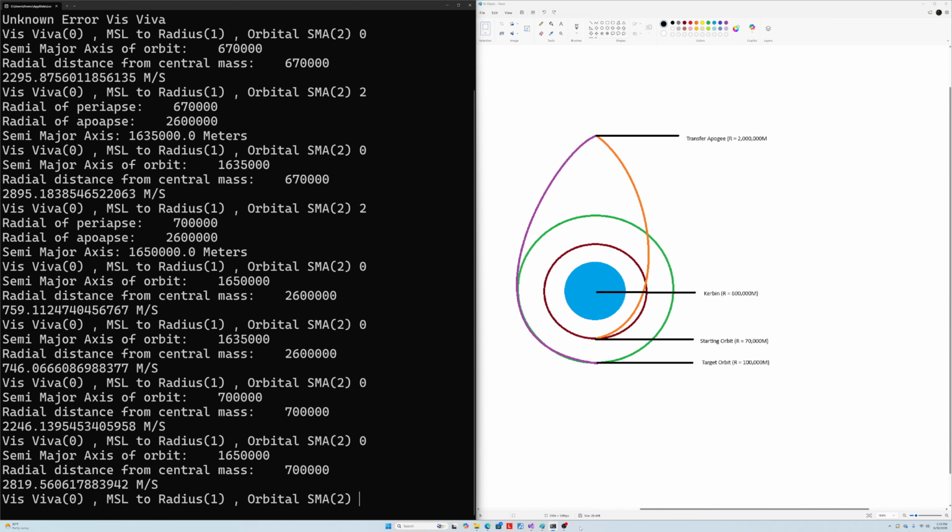Overall, the math itself, I'm sure you've heard this term in calculus before, is plug and chug like. It's very repetitive, just using the same formulas over and over for different steps of a prograde or retrograde burn.